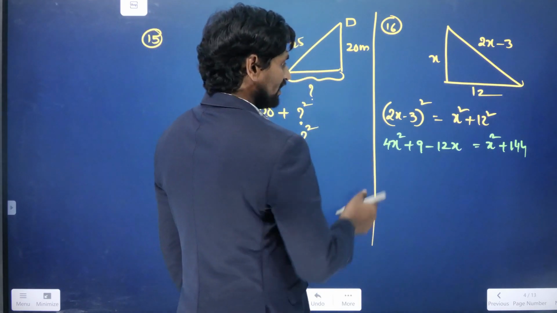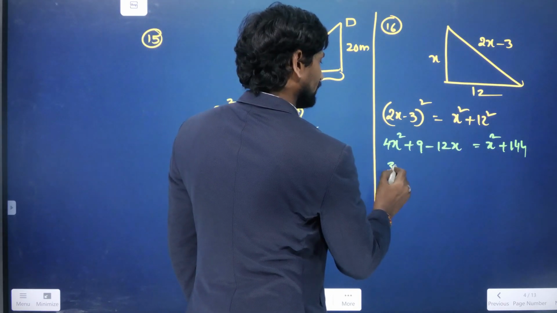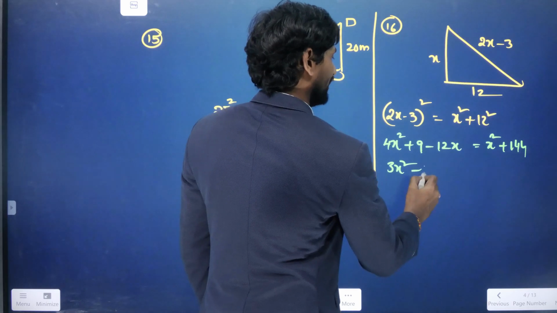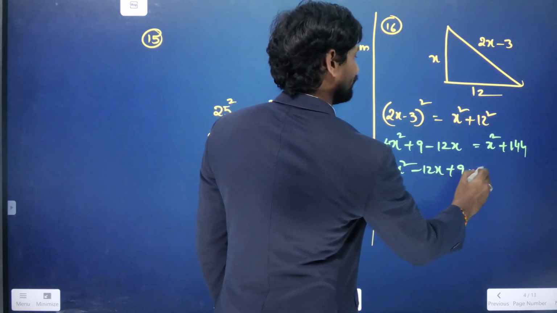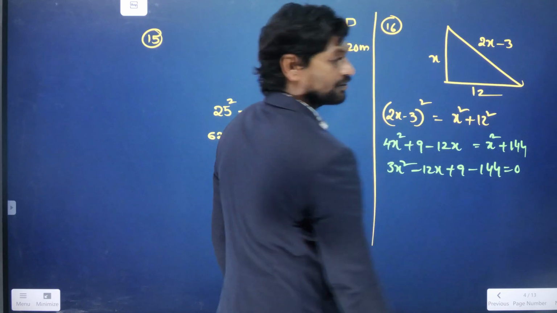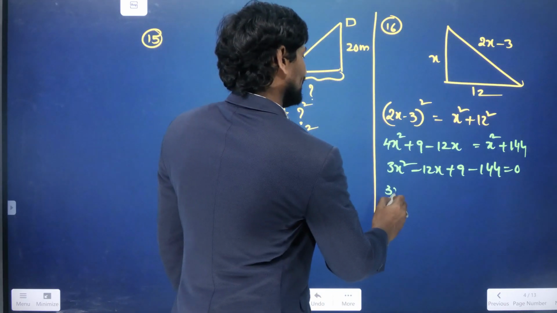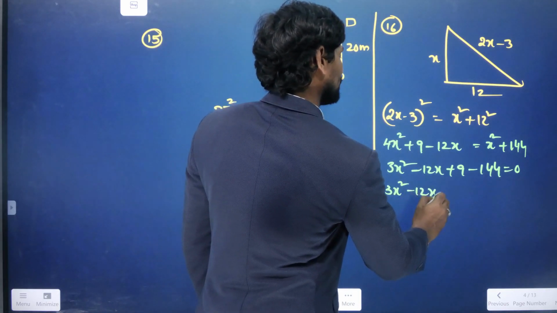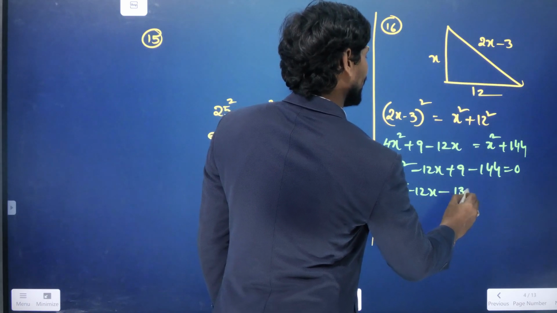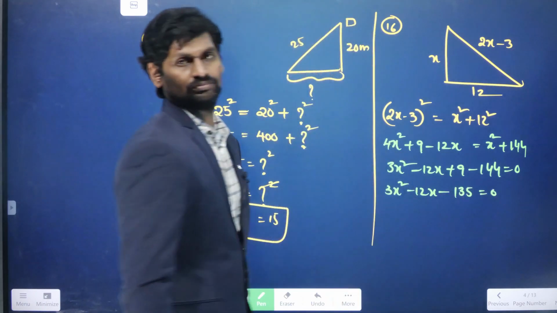Bring the x square term to this side. Here 4x square minus x square becomes 3x square. Here minus 12x plus 9 minus 144 equals 0. So 3x square minus 12x minus 135 equals 0.